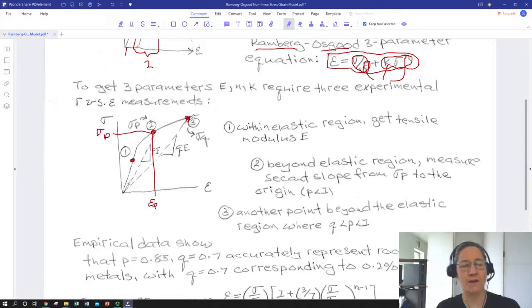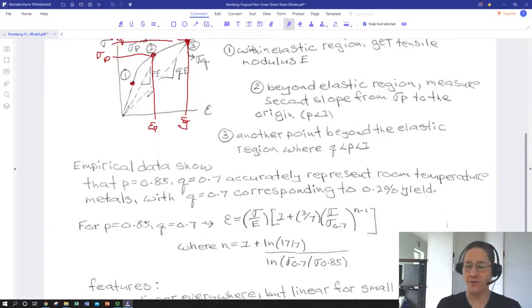And then we're going to get another one out here, and in some of the most useful conditions, this is our sigma Q. So we're going to get another one a little further out where the material is unequivocally acting plastically. It's definitely deforming plastically. So we're going to get a strain and stress that corresponds to Q.